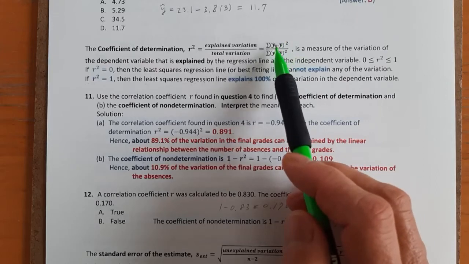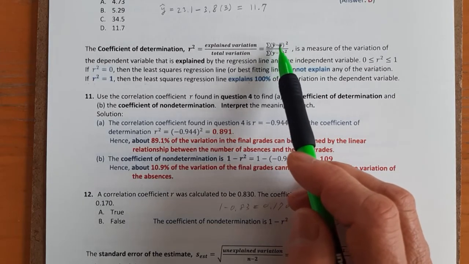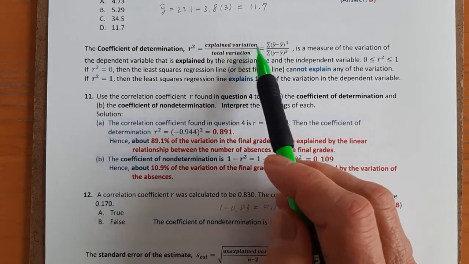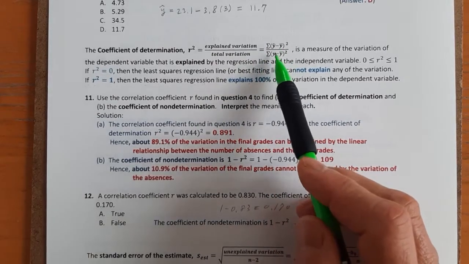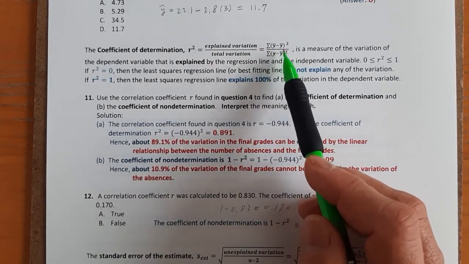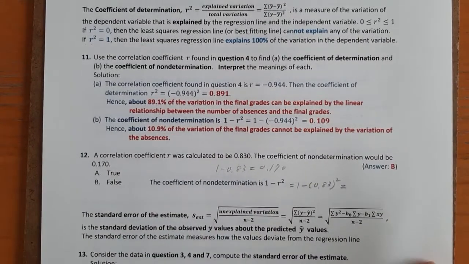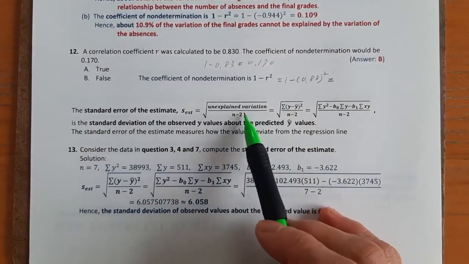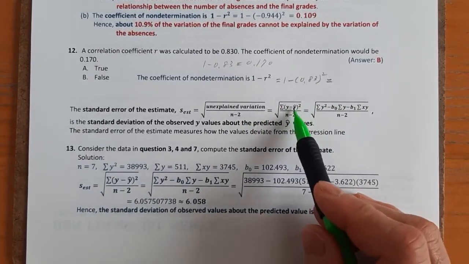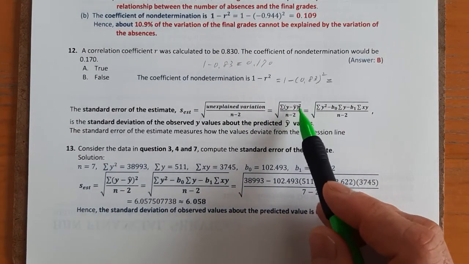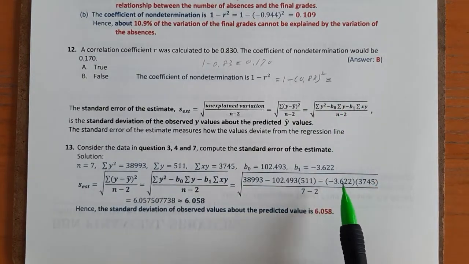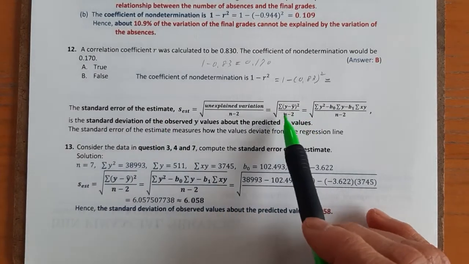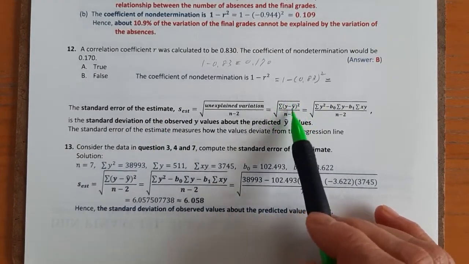Predicted y minus y mean, squared and summed, is the explained variation. Total variation is the sum of y minus y mean squared. Unexplained variation is the summation of y minus y hat squared, over degrees of freedom, and this is the standard error of estimate. This is the definition.